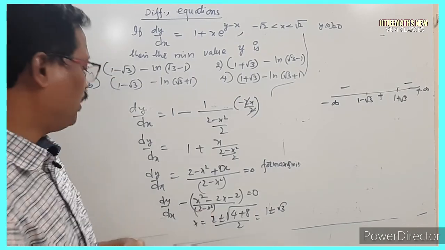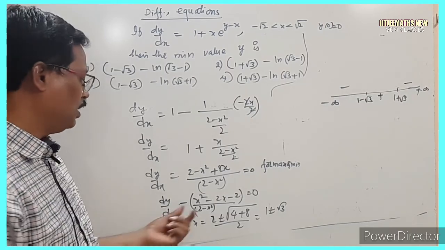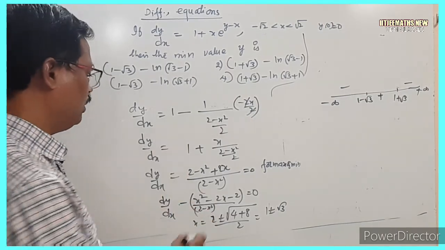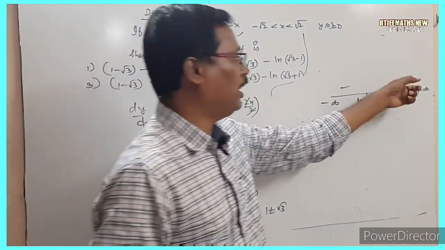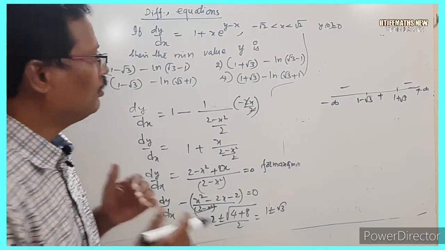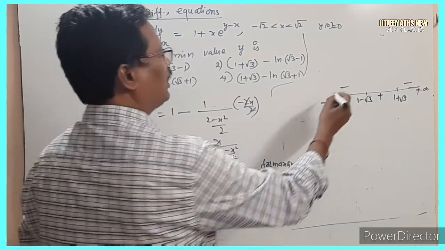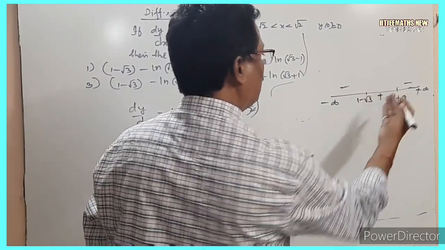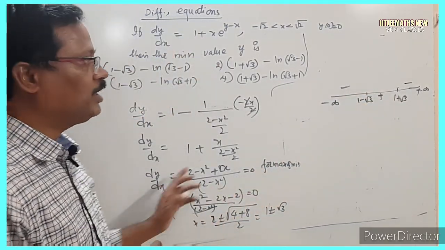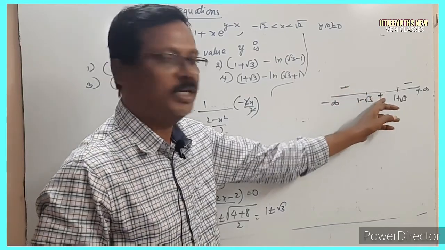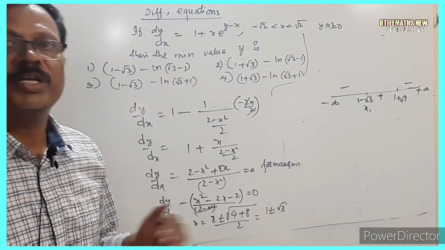Denominator is always positive, because x is between minus root 2 and plus root 2. That is already positive. Leave that one, need not count this. Minus x square, x square coefficient is minus. Therefore, minus plus minus. If x is less than this number, dy by dx sign is minus. If x is more than 1 minus root 3, the first derivative sign is plus. Therefore, dy by dx sign changes from minus to plus at this point. Therefore, this point is called a point of minimum.